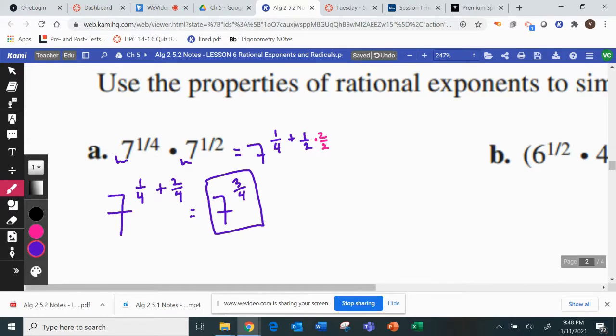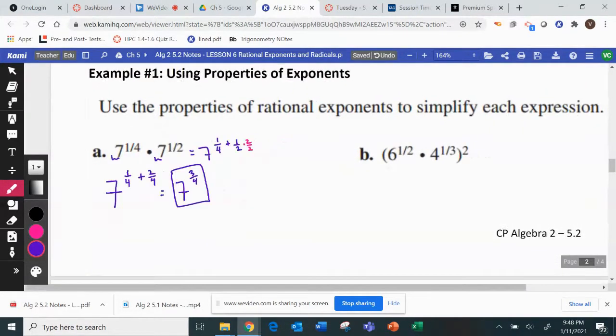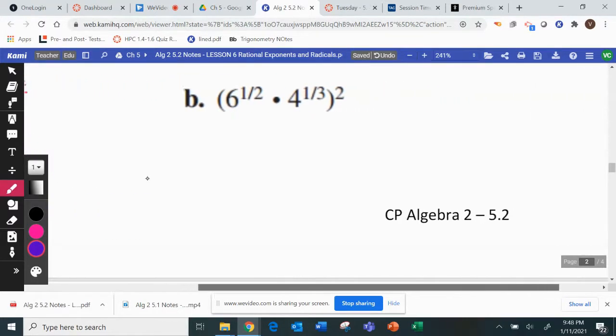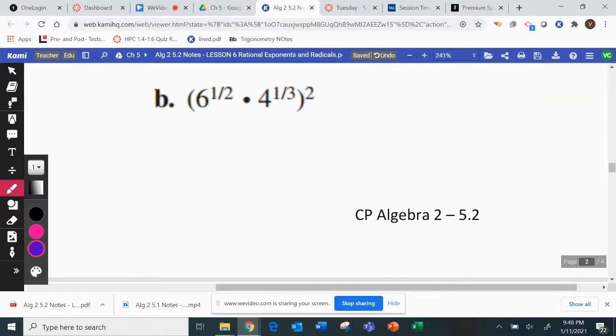Does it say what form to put the answer in? Nope. Does not say what form to put the answer in, so I'm just going to leave it in this form. If I needed to change it, it would be the 4th root of 7 to the 3rd. But this one here is the best answer unless it specifies what form you should put it in. All right. For this next question, these are not like bases, so we cannot use our properties.